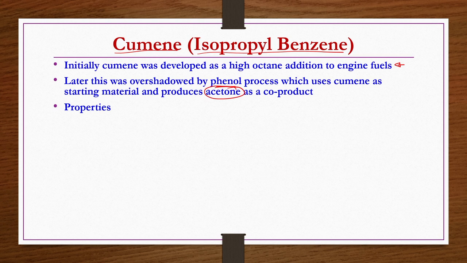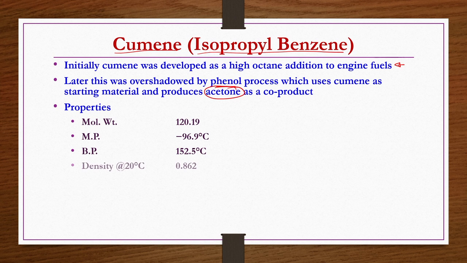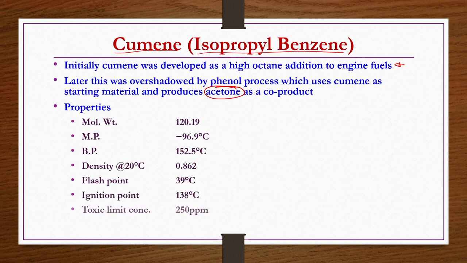First, we see the properties of cumene, then we go to the manufacturing processes. The molecular weight of cumene is 120.19, melting point -96.9 degrees centigrade, boiling point 152.5 degrees centigrade, density at 20 degrees centigrade is 0.862, flash point is 39 degrees centigrade, and ignition point is 138 degrees centigrade. The toxic limit concentration is 250 ppm.